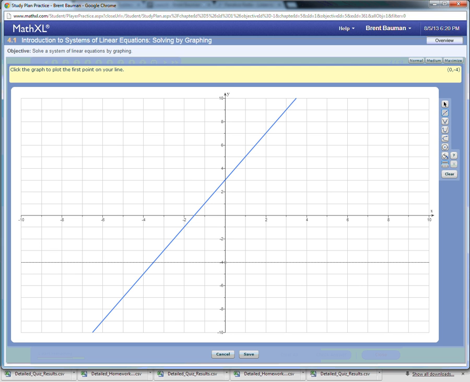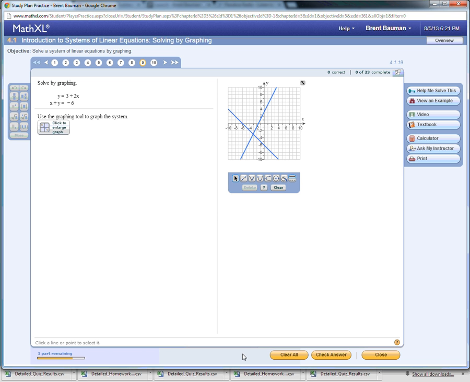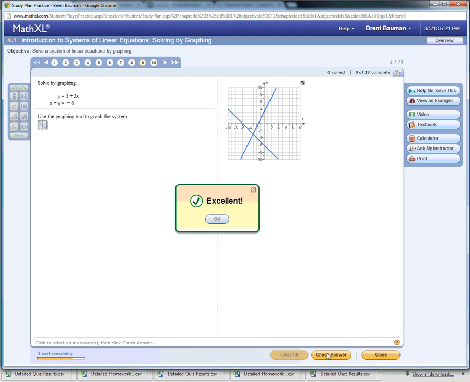Our second line was the red one. It started at -6, and it went up 1, left 1. So that's our two lines. And we'll go ahead and check our answer. Excellent. So that's how you would put in your two lines. And again, our solution that we found was -3, -3.